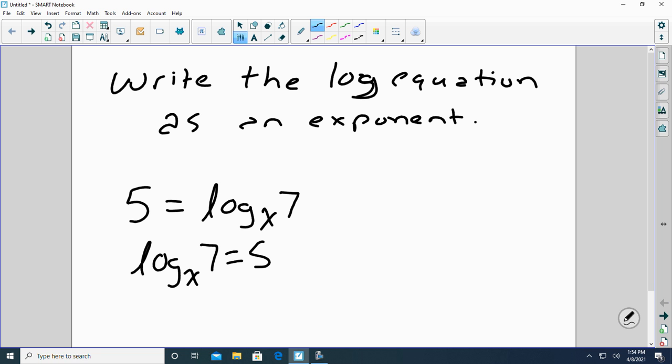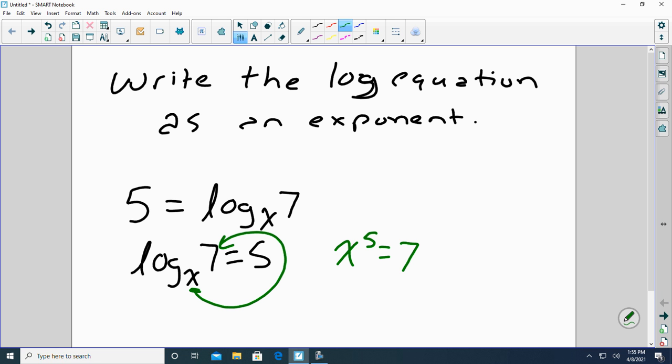And then what you're going to do from here is you start at the base. So this is read as log base x of 7 equals 5. So you start at the base, and you do kind of a seashell. So this becomes x to the 5th power is equal to 7. Okay? Does that make sense?